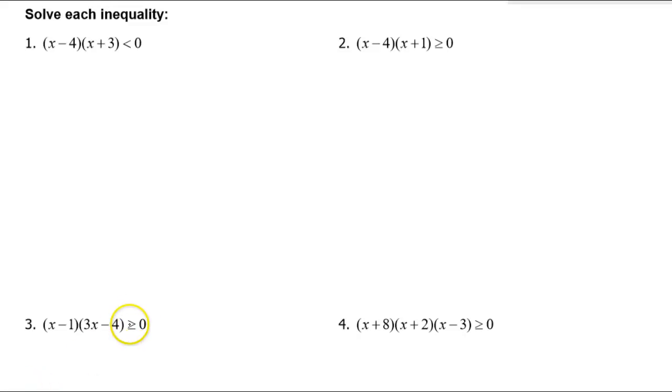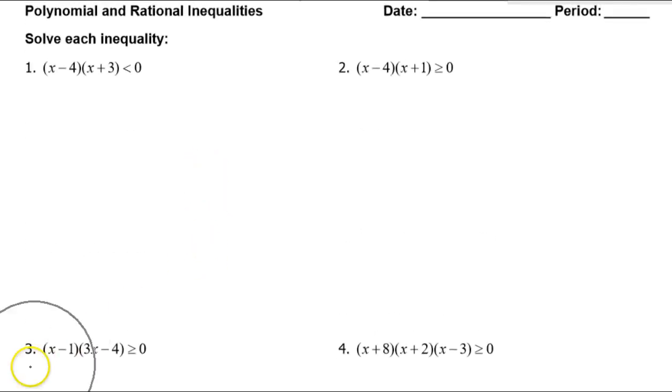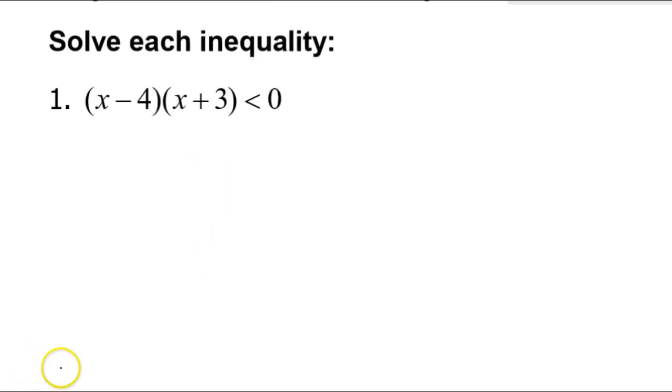In this video, I will show you how to solve polynomial inequalities such as these. We start by solving the related equation. Basically, pretend this is an equal sign. That would give us x equals 4 and x equals -3. These are called the critical values. We then use those critical values to set up a number line like this.